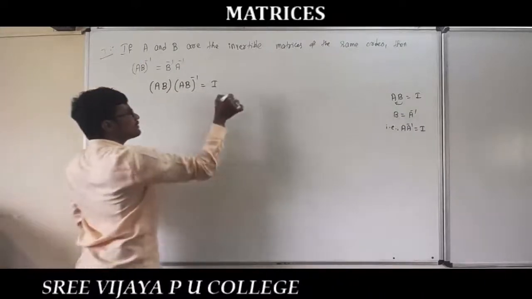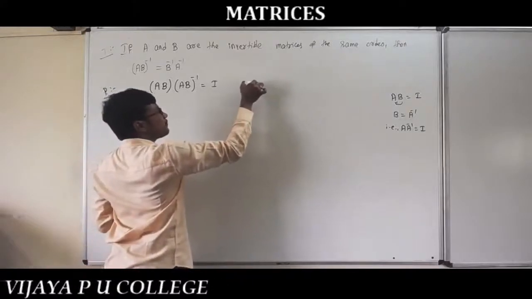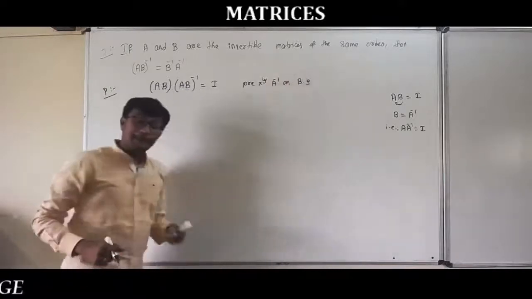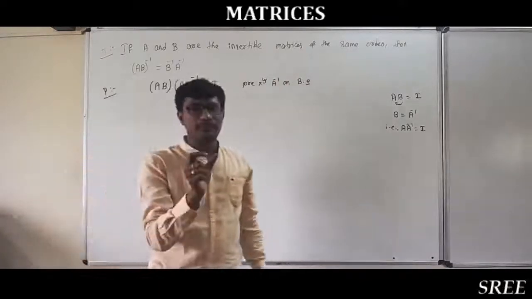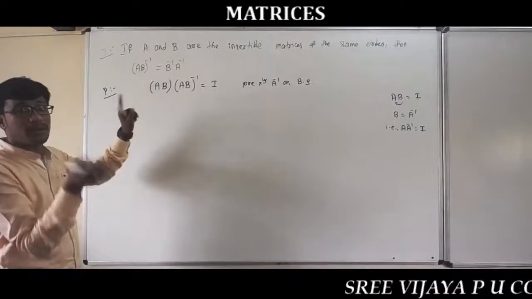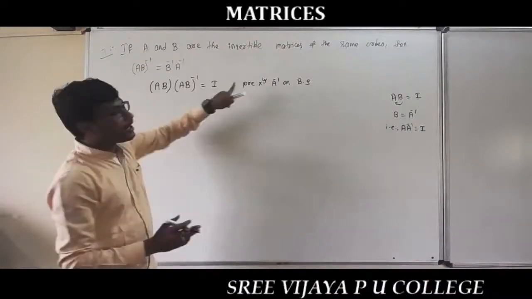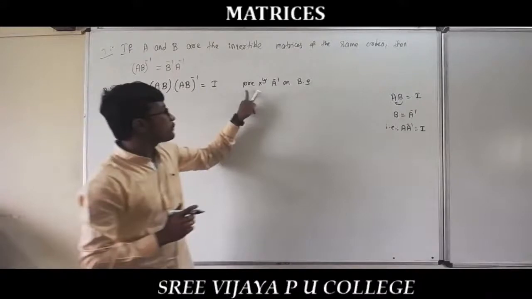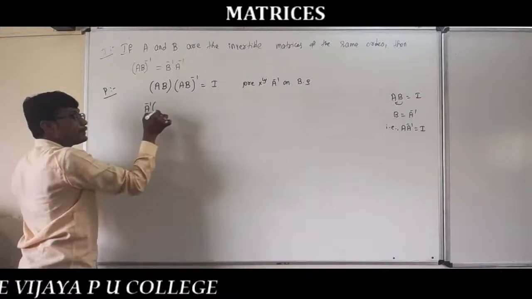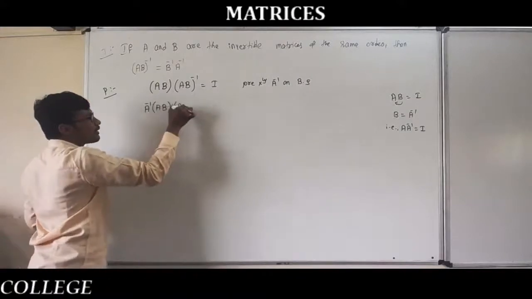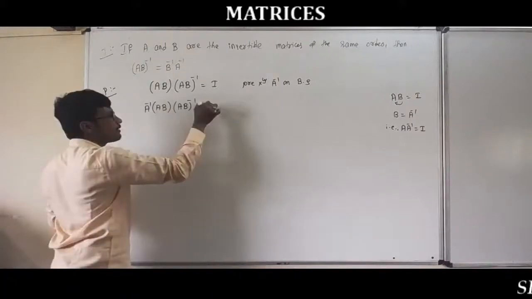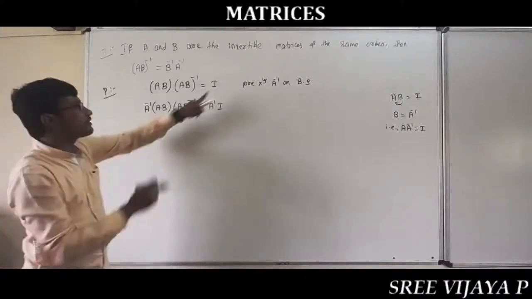Now pre-multiply A inverse on both sides. Pre-multiply means multiplying in front of the term, before the term. After the term is post-multiply. So pre-multiplying gives A inverse into AB into AB whole inverse equals A inverse into I.